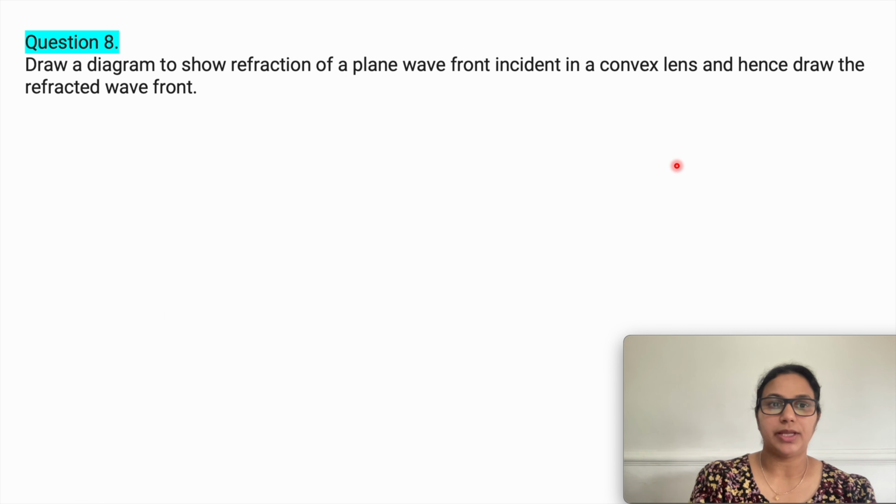Next question. Draw a diagram to show the refraction of a plane wavefront incident on a convex lens, and hence draw the refracted wavefront.